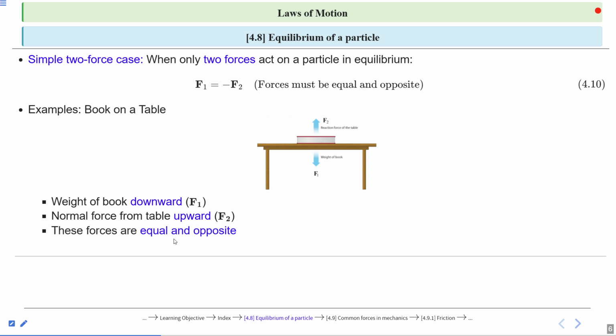These forces are equal and opposite. It means F1 is equal to F2, but the direction is opposite. So when the forces are equal and opposite, the book remains at rest. This is the condition of equilibrium. The net force on a particle, or we can say the net force on a system, should be 0. Clear?